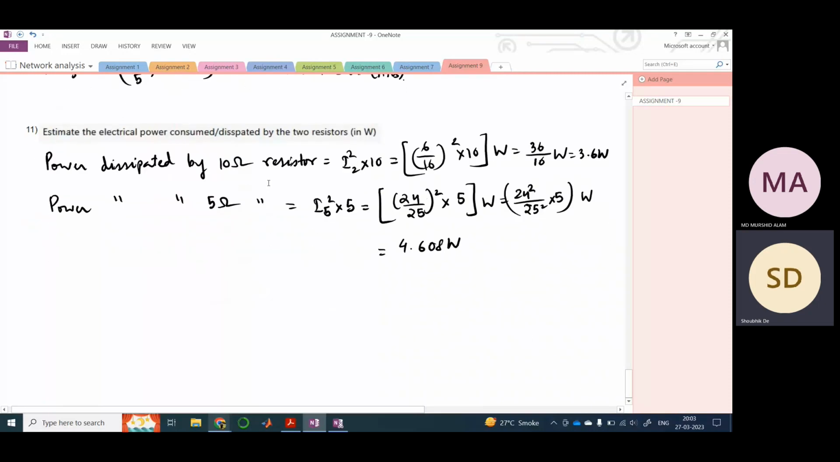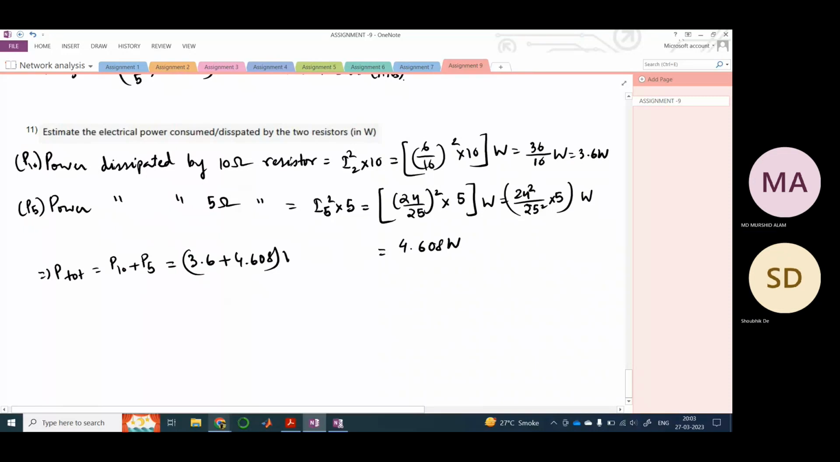Now they have told us to estimate the power dissipated by the two resistors, right? So you have to put a single answer. If this is P10, denoted for the 10 ohm resistor, and P5, therefore your P total would be P10 plus P5. So this would be 3.6 plus 4.608 watt. Therefore, this would be how much? 8.208. So this is your answer.